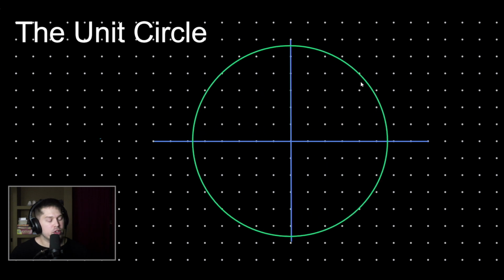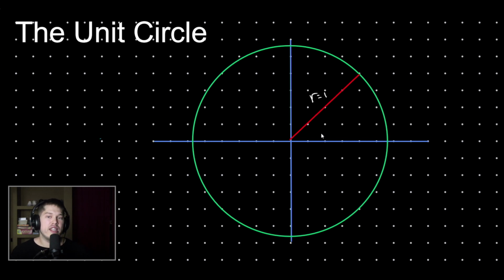So let's draw our circle. Here we go. So what exactly is the unit circle? Well, the unit circle is a circle such that the radius is equal to 1. The radius of our circle is equal to 1. That is the unit circle.